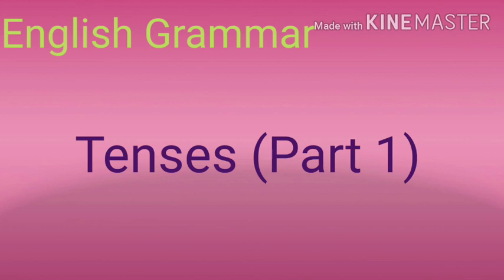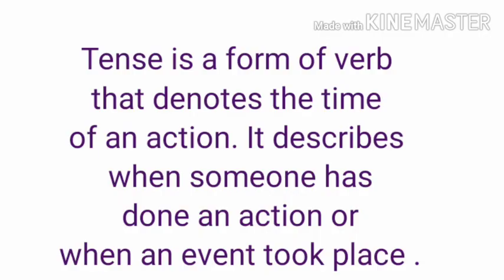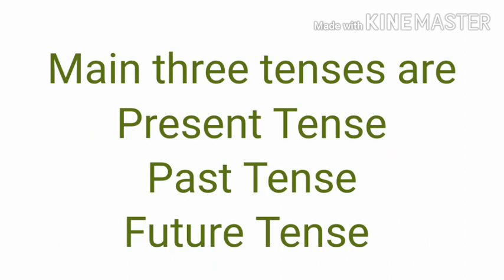Today let us learn tenses. First of all, let us see what is a tense. Tense is a form of verb that denotes the time of an action. It describes when someone has done an action or when an event took place. Tenses tell us whether an action is done in the present, past, or future time. The main three tenses are present tense, past tense, and future tense.